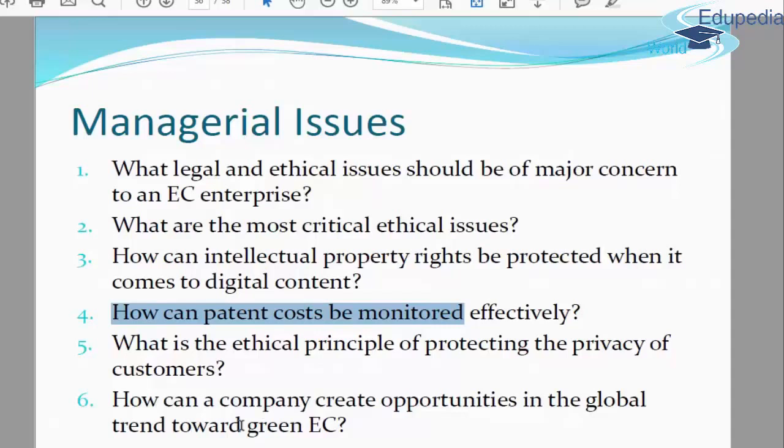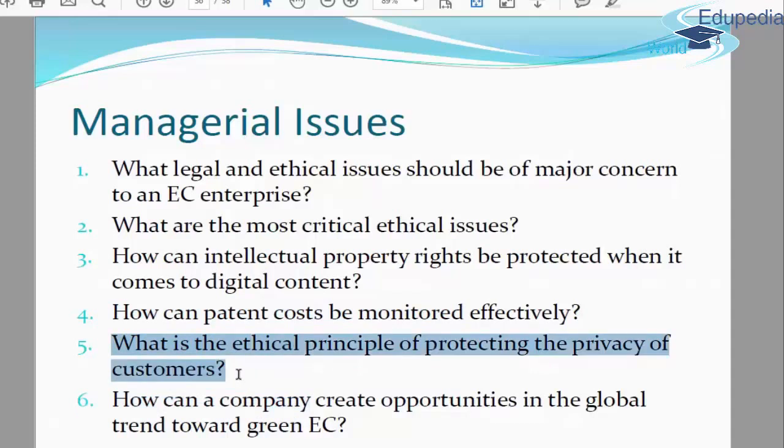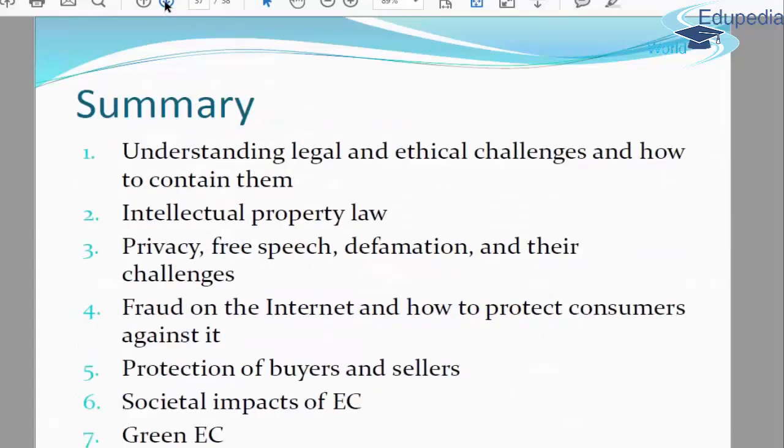What is the ethical principle of protecting the privacy of your customers? Okay, what is more important? Sometimes, privacy concerns in one area are not very high in another area, so you need to make sure that your privacy concerns are viable. How can a company create opportunities in the global trend towards green electronic commerce? So how can you create an opportunity? Okay, so what kind of opportunities are available in the global green electronic commerce environment? We're going to discuss that in the light of Scrumptious Indulgence in the next video, Put Your Learning to Practice.